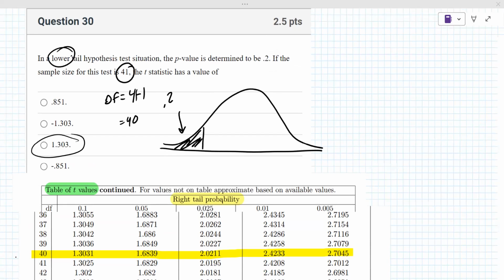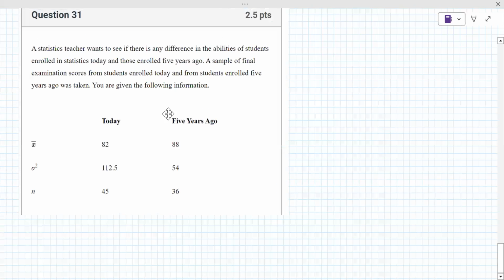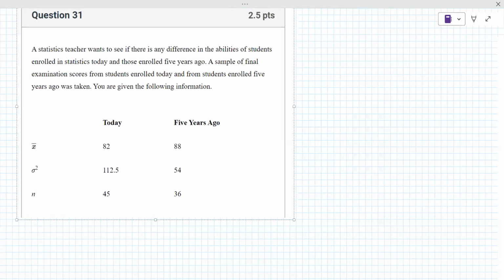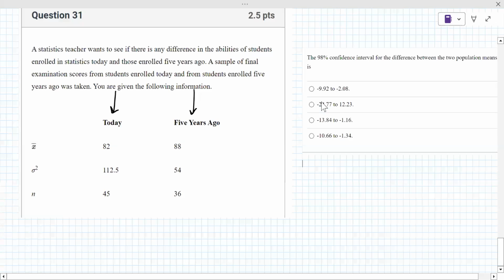All right, so go back to 31 now. All right, a statistics teacher wants to see if there is any difference in the abilities of students enrolled in statistics today and those enrolled 5 years ago. Is this one sample or is it two? Two. It is two. So that's a good start. That tells you it's a two sample something.